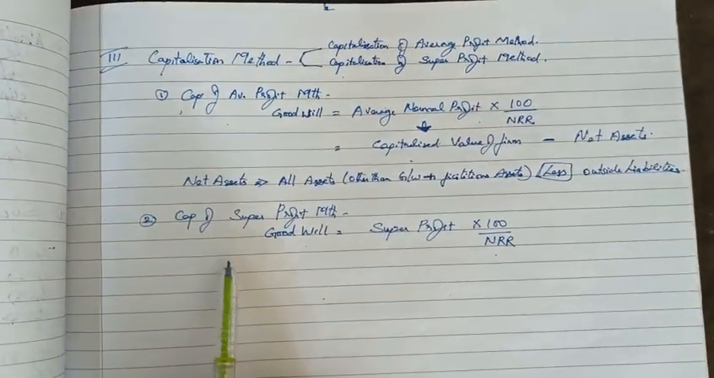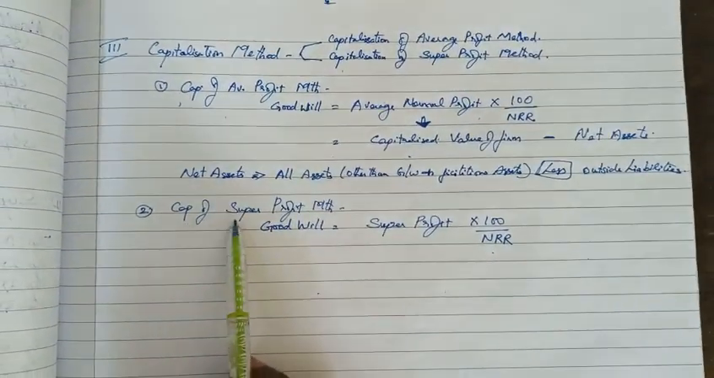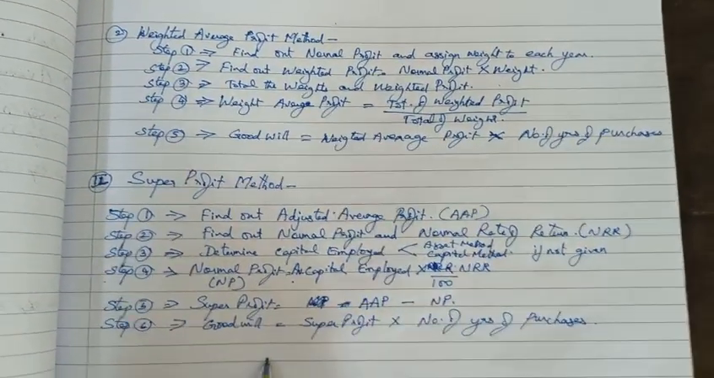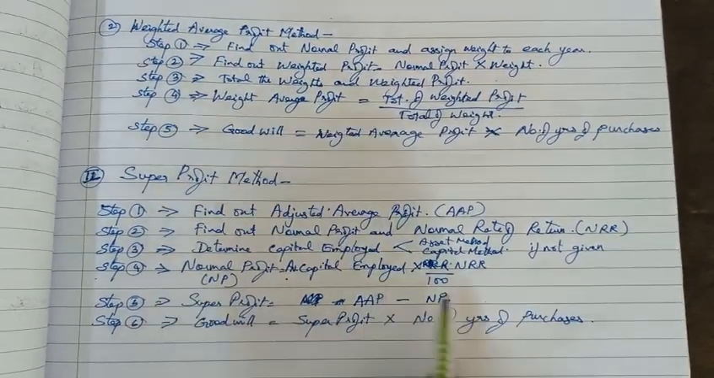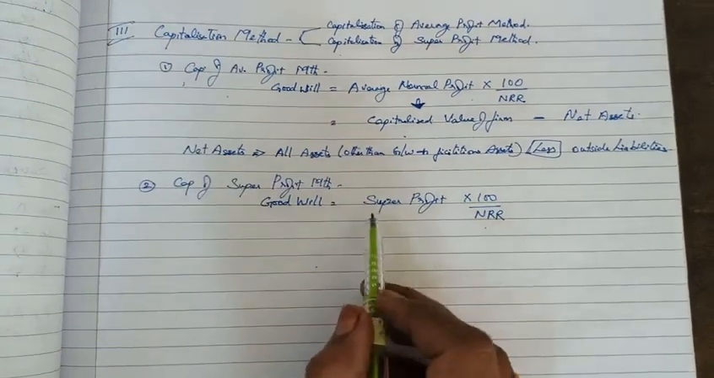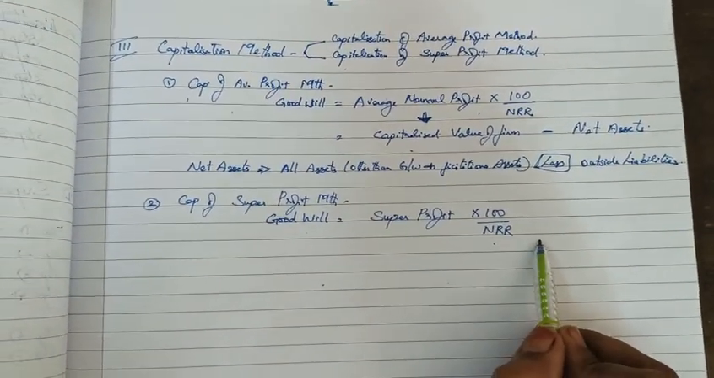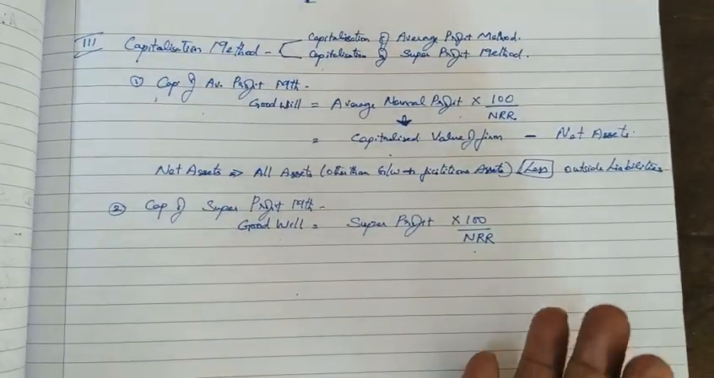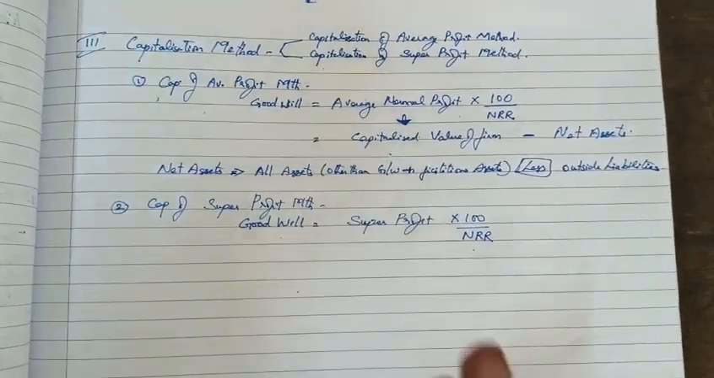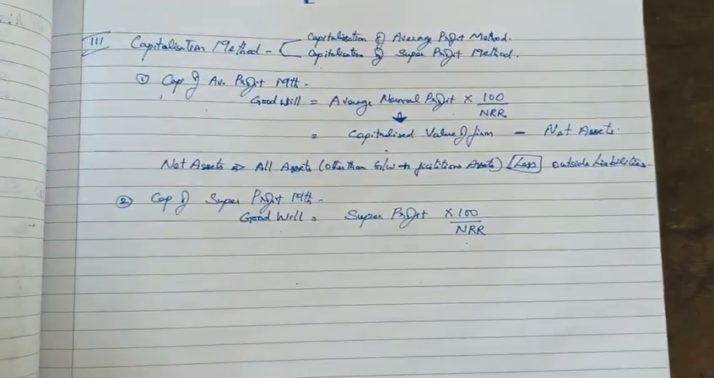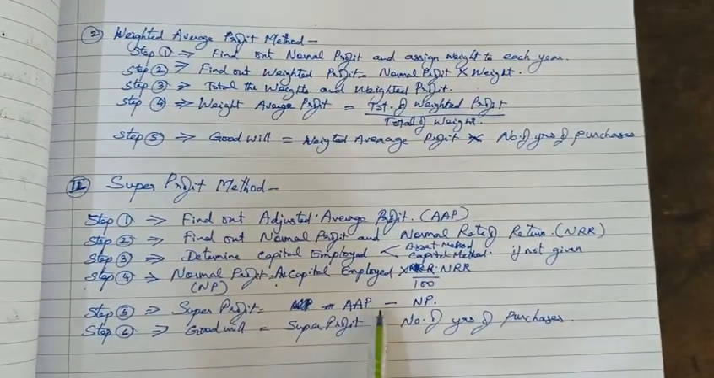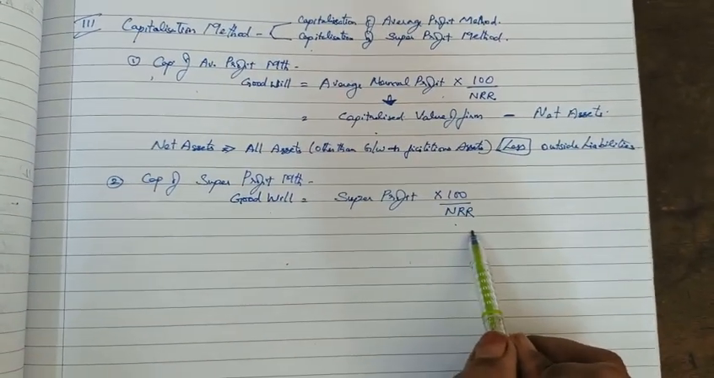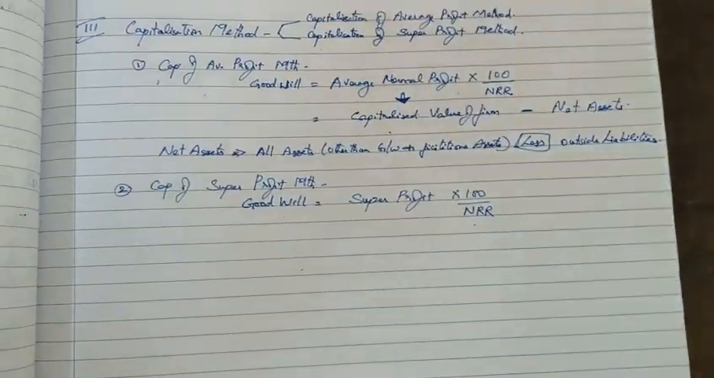Okay, next comes the easiest, another: capitalization of super profit method. So all the steps you will follow, and super profit you would have got as the answer, and take the super profit into 100 by normal rate of return. If you do, you will get the goodwill straight up. Okay, so super profit, for that we followed the steps: what is average profit, what is normal profit, all steps you follow and find out. Super profit is equal to adjusted actual profit minus normal profit, you will get the answer, that into 100 by normal rate of return. If you do, straight away the goodwill answer you will get.